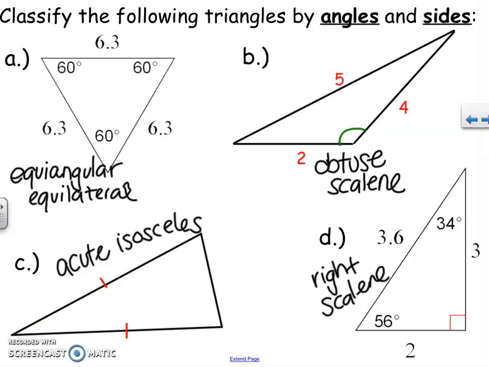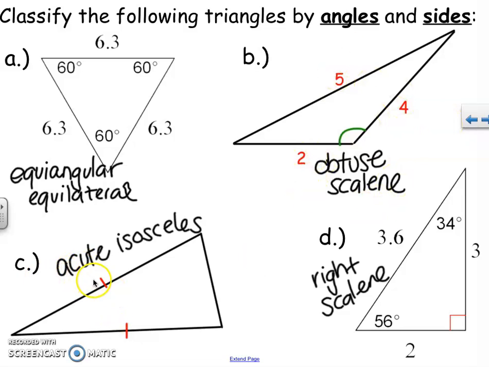So for part A, I noticed that they were all 60, which means it's equiangular, and then all sides were the same, so it was equilateral as well. So equiangular, equilateral triangle. On part B, I noticed I had an obtuse angle, so that's obtuse, and then all sides were different, so scalene.